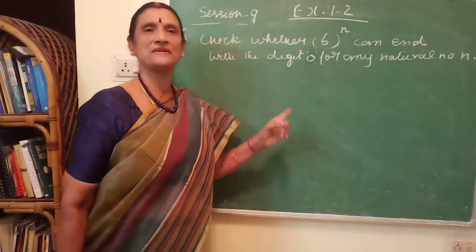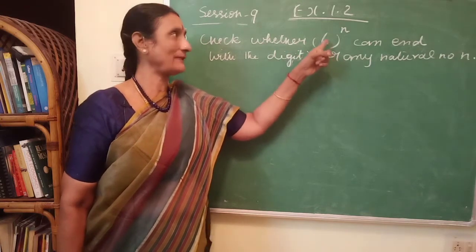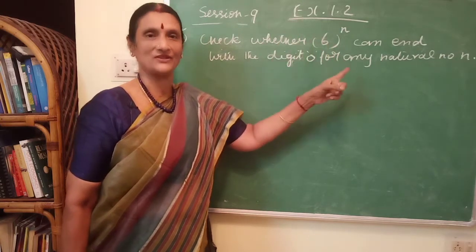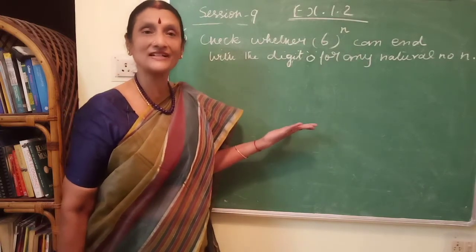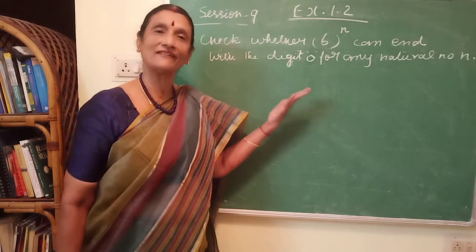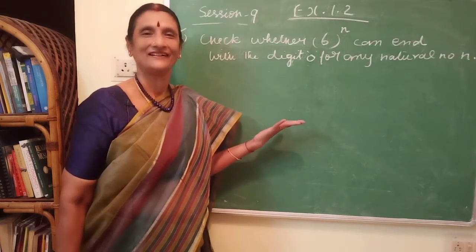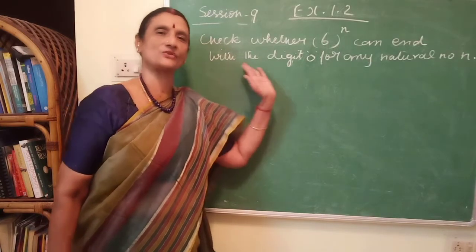No negative numbers are given. If negative numbers are given, in the place of n, if the value is negative, it means you will get 1 by 6 power n. So obviously it's a fraction which is very, very less than 1 and so on, as the powers increase. Correct? So that also cannot be considered for this question.